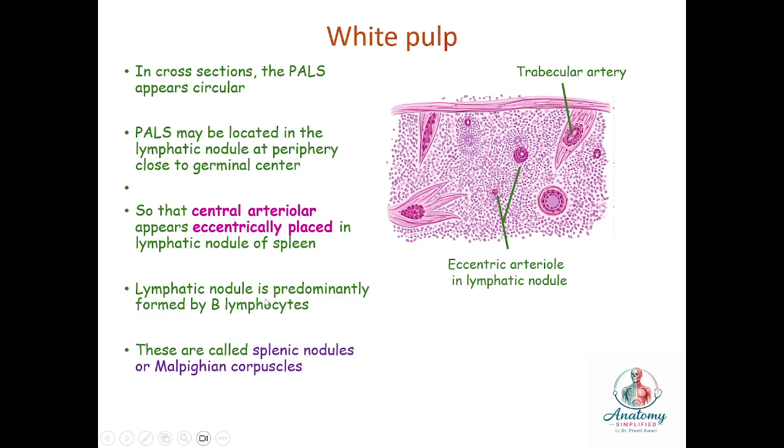Now, the lymphatic nodule is predominantly formed by B lymphocytes here, and these are called splenic nodules or Malpighian corpuscles. So, the white pulp is called Malpighian corpuscles.